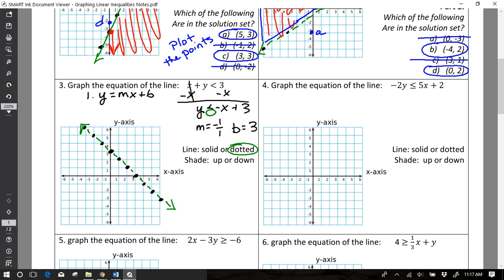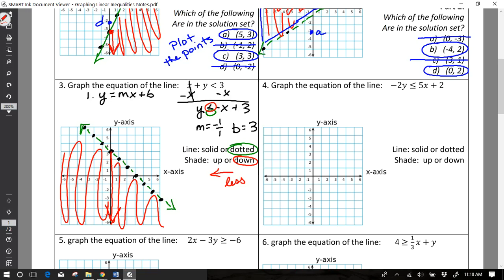Okay, second, I need to do my shading. So let's look at this inequality. It is going that way. If I draw an arrow, it's going left. Left means less. So when I'm up and down on the y-axis, the numbers less than 3 are the ones that are down. Okay. And then I'm going to do my shading all down here. And I'm finished.